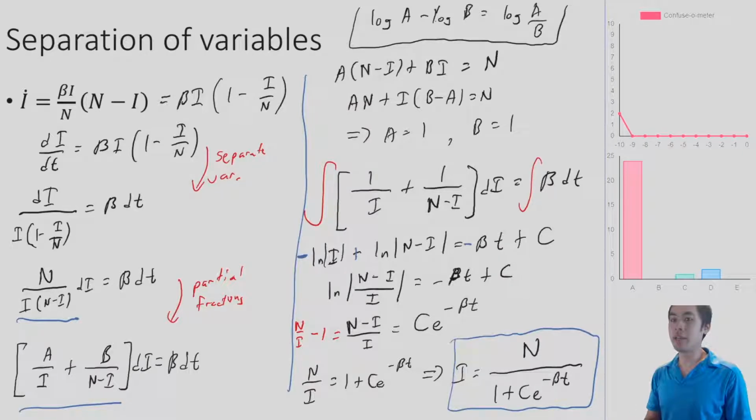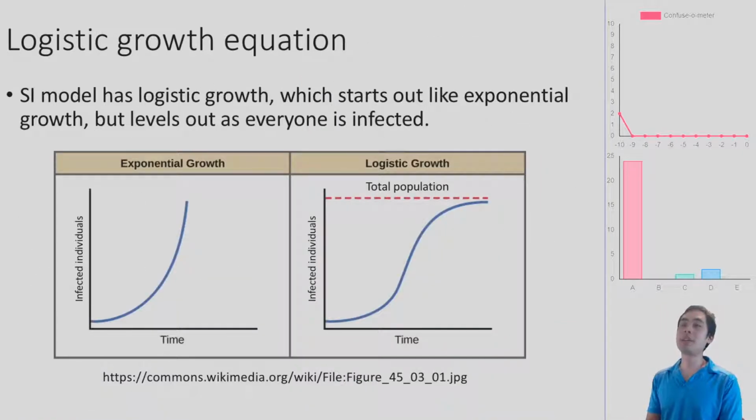So what does this look like? Well, this turns out to be something called the logistic growth equation. So the SI model, which is the susceptible infected model, has logistic growth, and it starts out like the exponential over here on the left, but then it hits your total population, and then it flattens out.